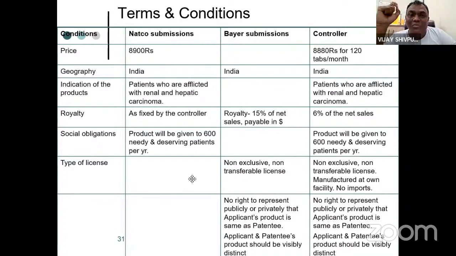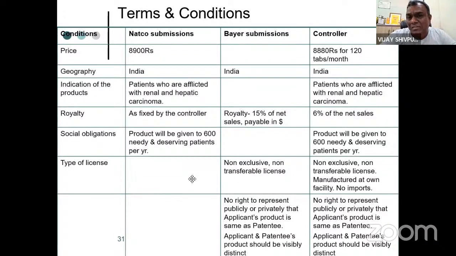The pricing is almost 8,900 rupees for 120 tablets within the jurisdiction of India. Bayer would get a royalty. Remember, although it's a forced license, NATCO would have to pay the royalty to Bayer. Bayer asked for 15%, the controller said 6%. NATCO was willing to give as per the controller's requirement. And the controller also said that the product will be given to 600 needy and deserving patients per year.